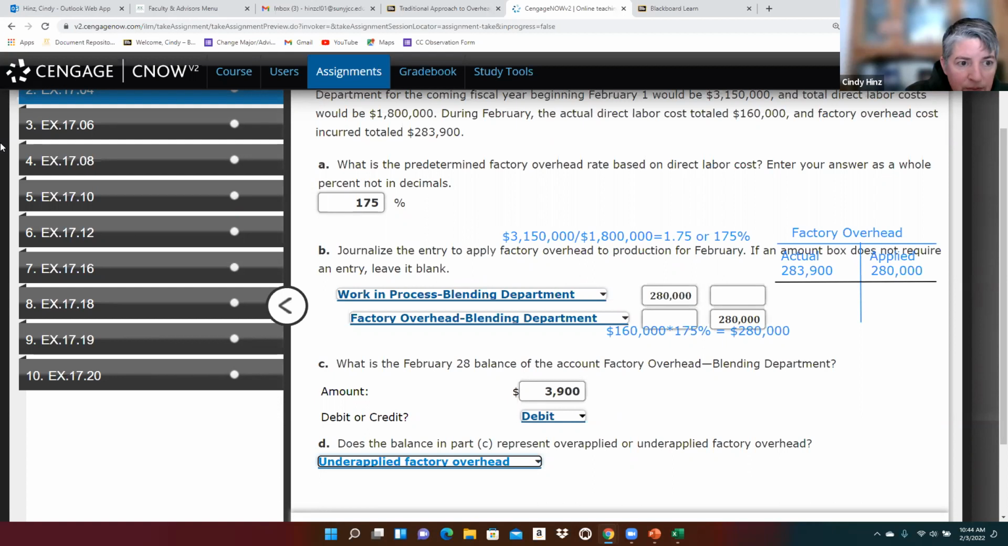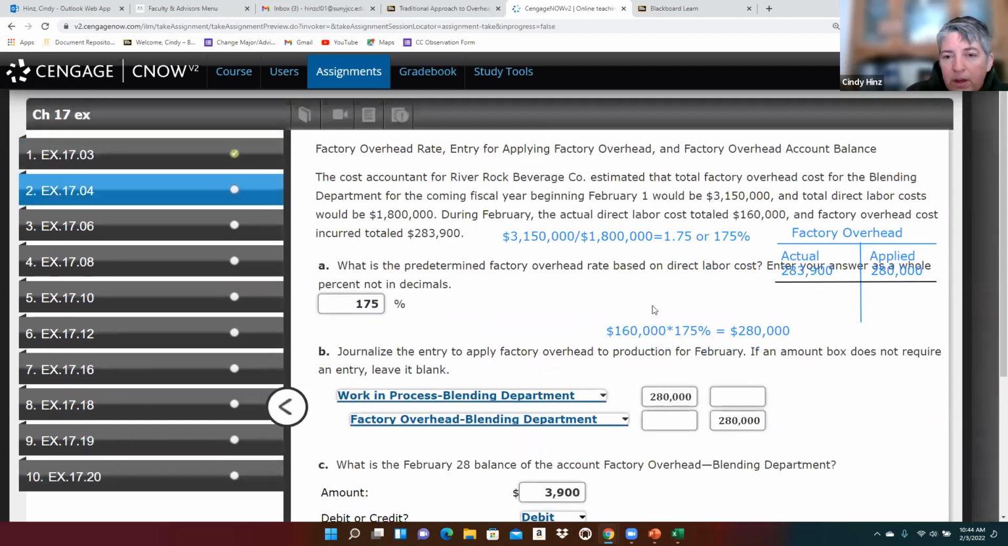Drew, to your question, if the total overhead for the year is budgeted, where does the accountant get the total direct labor cost from? Which one do you mean? Do you mean the 1,800,000? Where does that come from? Or do you mean where does this 160,000 come from?